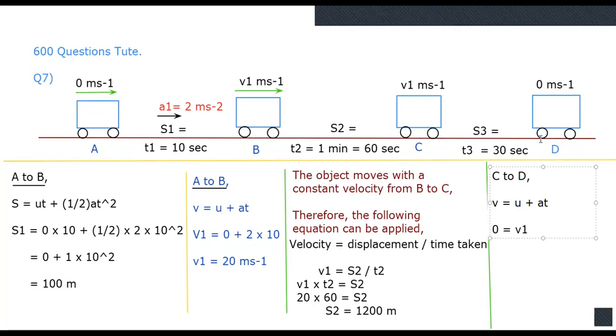C to D I am applying. As I am applying the equation from C to D, initial velocity is V1. Final velocity is 0. Right? V1 is the initial velocity, plus acceleration is A3. That's what we want to find, A3. Time is T3. Please try to do the rest and find the acceleration A3.